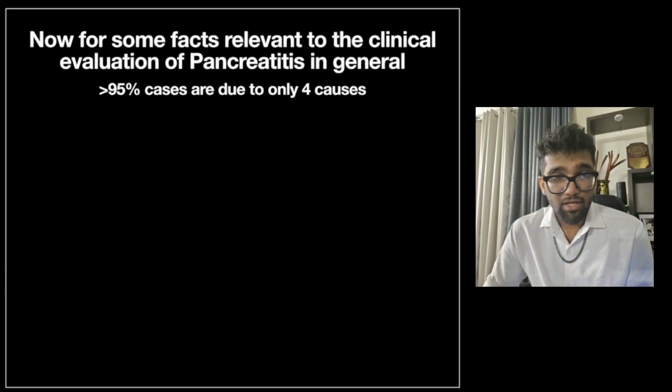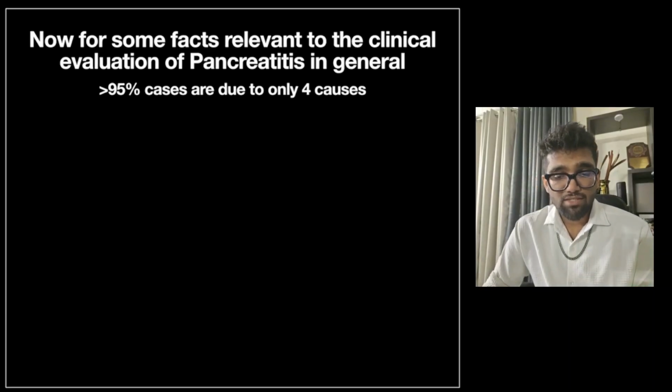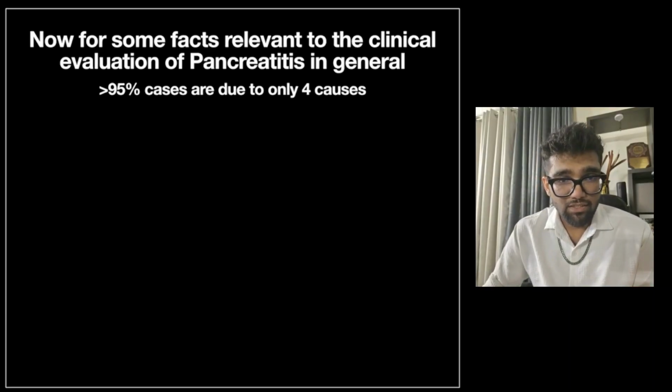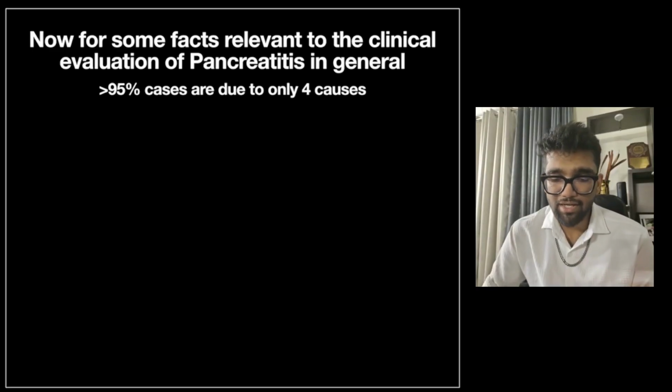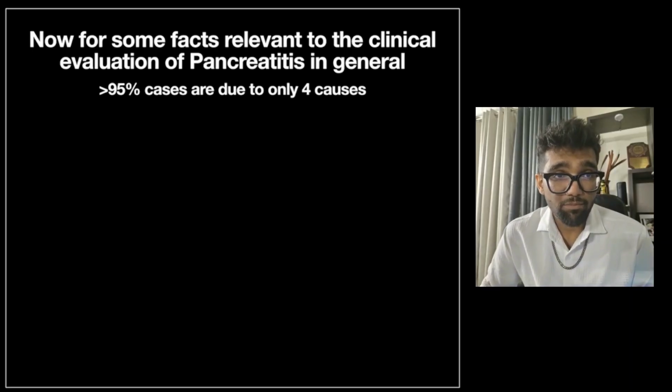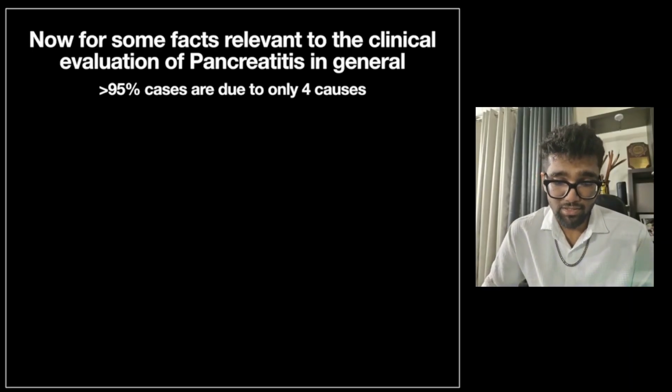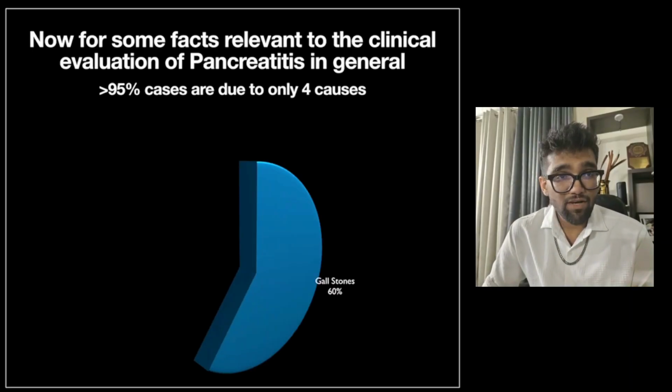Okay. Now, coming to the second last portion of our discussion, that is some facts that are relevant to the clinical evaluation of pancreatitis. So, even though I've talked about SLE and vasculitis and Sjogren syndrome as a cause of pancreatitis, actually only four causes are responsible for more than 95% of acute pancreatitis. So, by far the most common cause is gallstones.